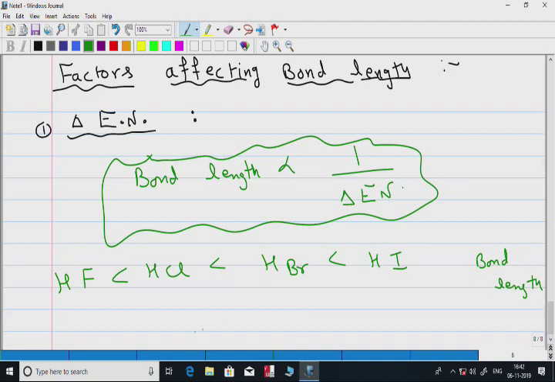First of all, just tell me, hydrogen is the same in every molecule. Fluorine, chlorine, bromine and iodine: which one has the highest electronegativity? Fluorine or iodine? Obviously, you have learned that fluorine is the most electronegative element in the periodic table. So this is the order of electronegativity. So higher the electronegativity, means what? Lower should be the bond length. So fluorine has the highest electronegativity, therefore the atom attached to it will have the smallest bond length. So that's why this order is absolutely correct.